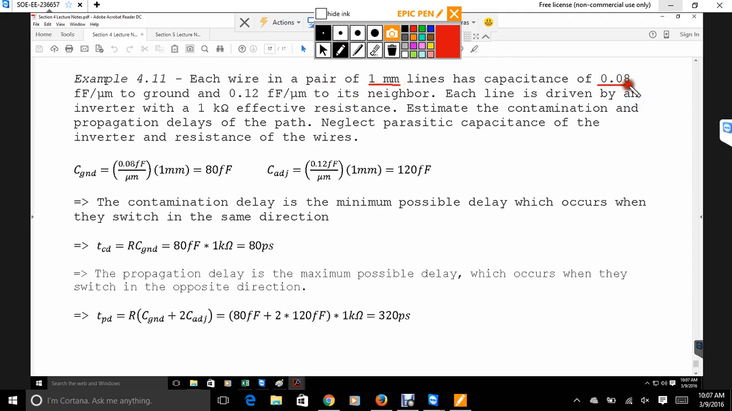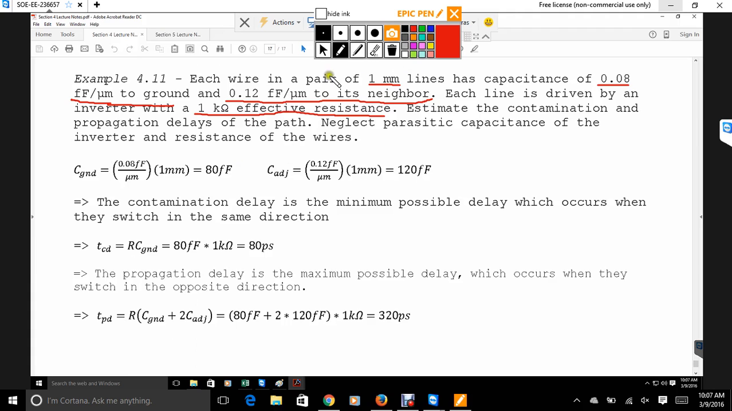There's a capacitance of 0.08 femtofarads per micrometer to ground and 0.12 femtofarads per micrometer to its neighbor. So you can see which one is the adjacent and which one is the ground capacitance. Each line is driven by an inverter with a 1 kilo ohm effective resistance. Estimate the contamination and propagation delays of the path. Neglect parasitic capacitance of the inverter and the resistance of the wires.